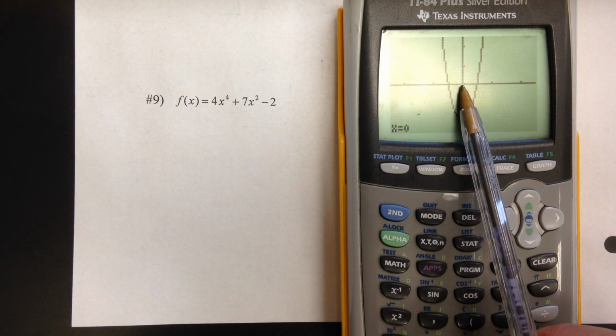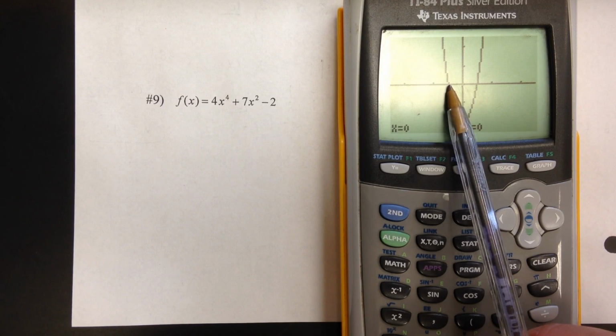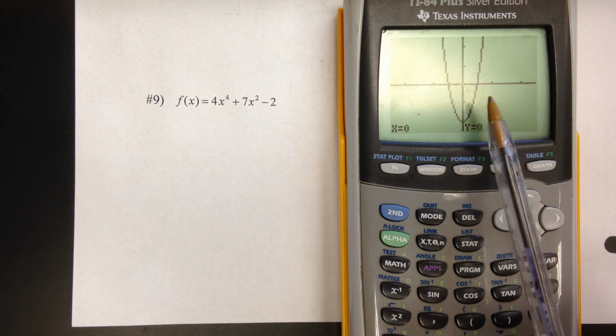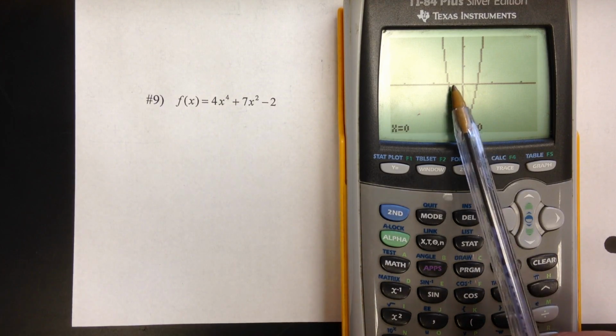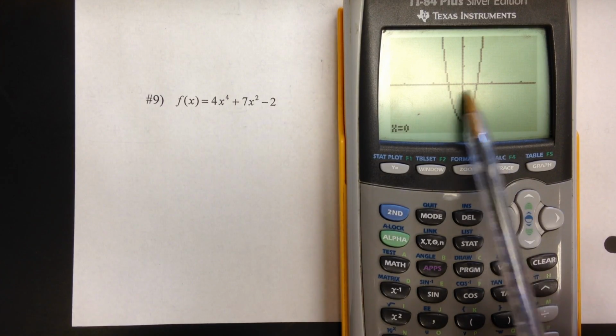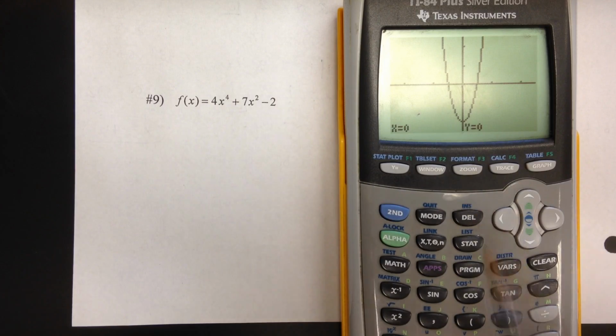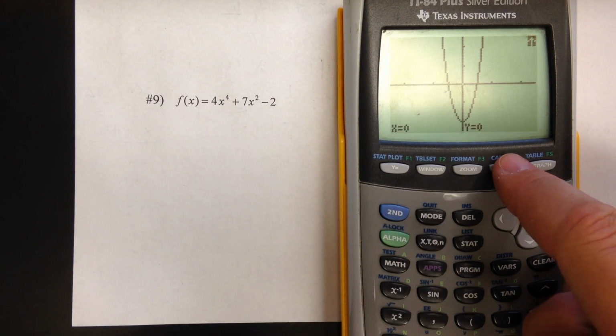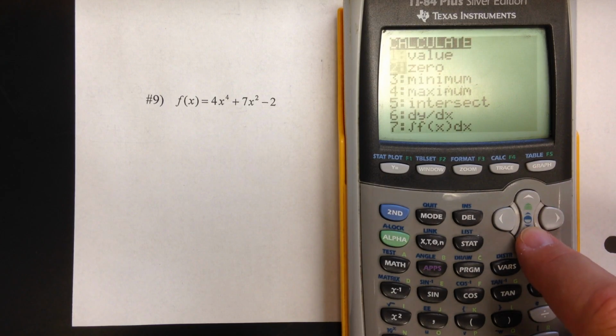Okay, well, it looks like this is between 0 and -1, and then this is between 0 and +1. You can try to guess on it. Maybe it's -1/2, maybe it's +1/2. I don't want to guess, though. I'm going to save myself time by actually going second and trace, and I'm going to find the 0.